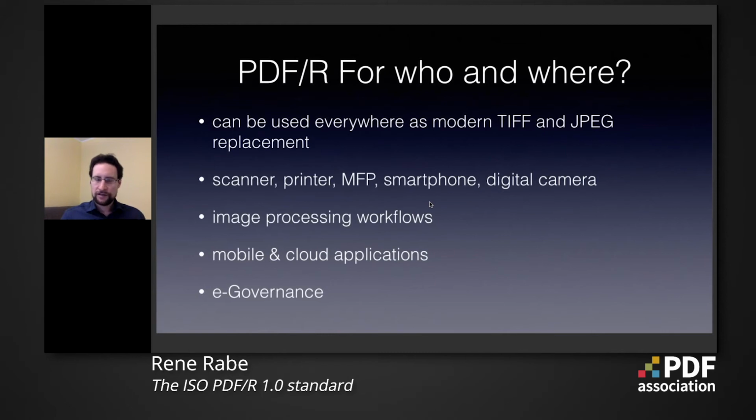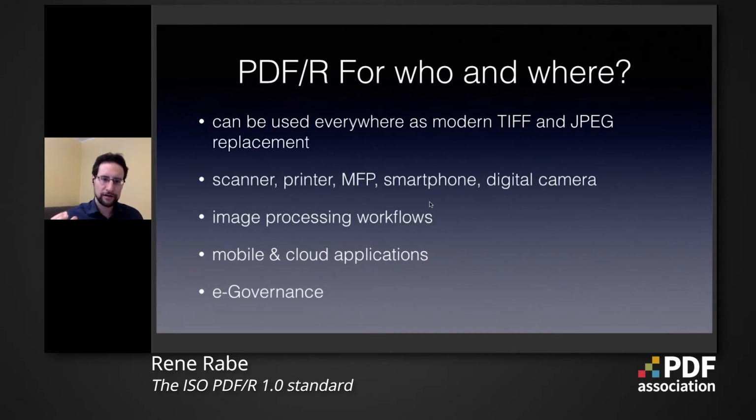So PDFR, I talked so much about scanning and printing, so who is it for and where? We came to the conclusion, especially as so many people have shown interest during the standardization process, and it is now an ISO standard, and we got so much positive feedback, that it can basically be used everywhere as a modern replacement for TIFF and JPEG, because it can store everything that JPEG and TIFF can store with the same compression levels and compression methods. Actually, most TIFF and JPEG files should be directly convertible one-to-one to PDF raster files without any loss or any recompression.